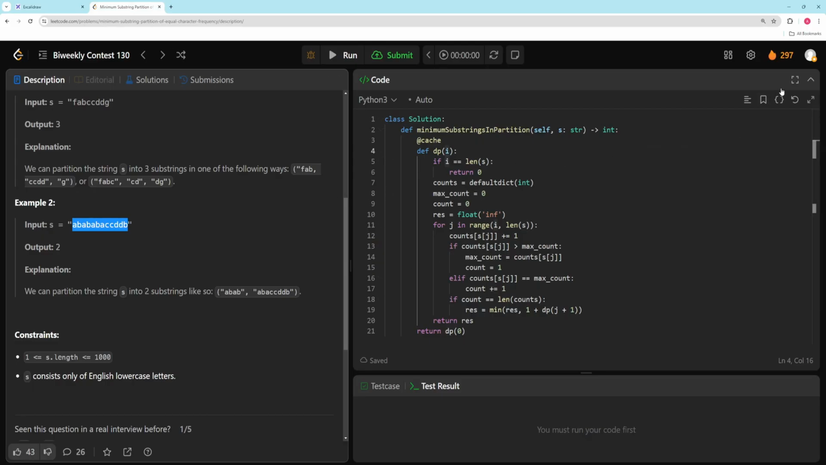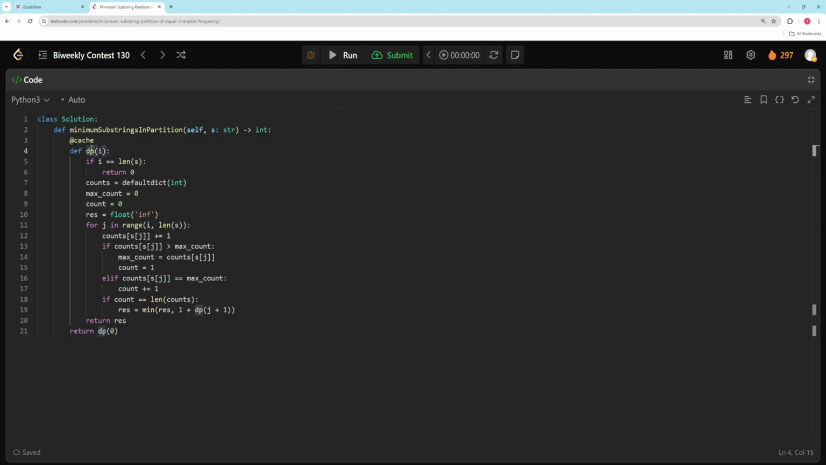Yeah, so let's take a look at the code. It's pretty straightforward. You have a basic DP. If you're out of bounds, return 0. Have a counts dictionary of letters. Have a max count and a count, like I said. The count is just the count of letters that have the max count. Initialize your result to infinity, and then you just loop through. For my current letter, increase its count. If the count is bigger than max count, then make max count equal to that.